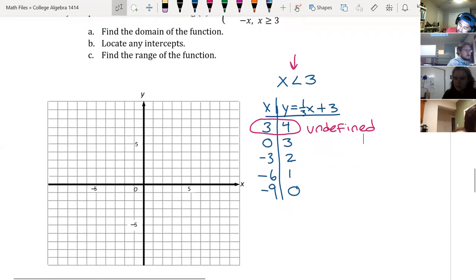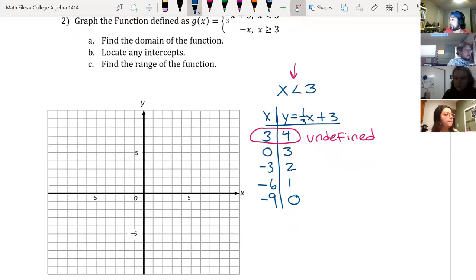Let's see what that looks like. I'm going to plot this function, and I'm going to start at 3, 4. If I have a point that is undefined, then that's just going to make an open circle at 3, 4. And then we'll plot the rest. 0, 3, negative 3, 2, negative 6, 1, and negative 9, 0. And here's what the first part of our piecewise function looks like.